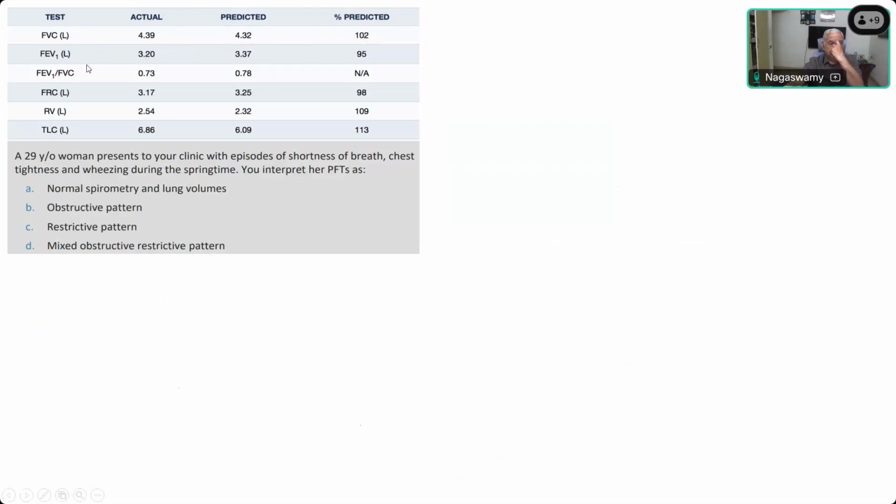And FEV1 predicted is 3.37 and actual is 3.2. So it is almost 95% of predicted. The predicted ratio is 0.78. The actual is 0.73. And FRC is almost equal. Residual volume is almost normal. TLC is also almost normal. So what is your inference in this case?